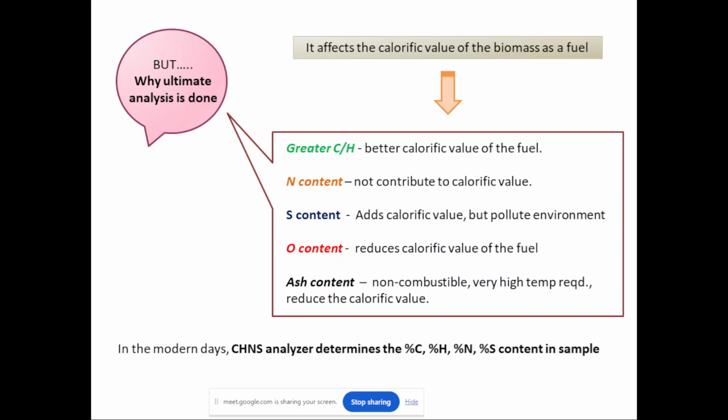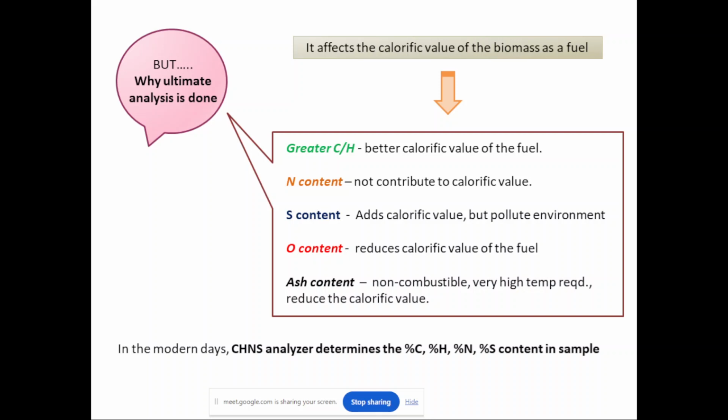So that is the reason why we say that the oxides of sulfur pollute the environment. It's not just that they mix with the atmospheric air and harm human beings, but they also rise up in the atmosphere, react with the water molecules present there, forming sulfuric acid, and get precipitated down on the ground. So that is one of the reasons why, even though sulfur adds calorific value to our fuel, the percentage of sulfur content should be low, because it will harm our environment.